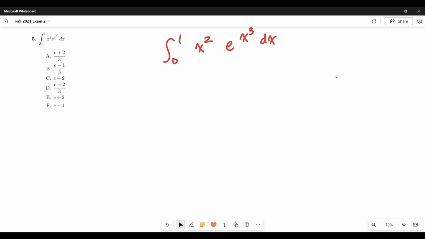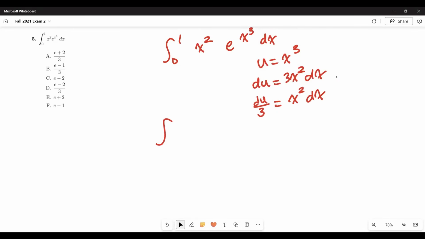So in this case, what we're going to do is our favorite friend, u sub. We can put u as equal to x cubed, and we can find the derivative of that, which is 3x squared dx. And we can write 3x squared dx into the form that we want, which is x squared dx, so it's going to be du over 3. So x squared dx can be written as du over 3, e to the u power.